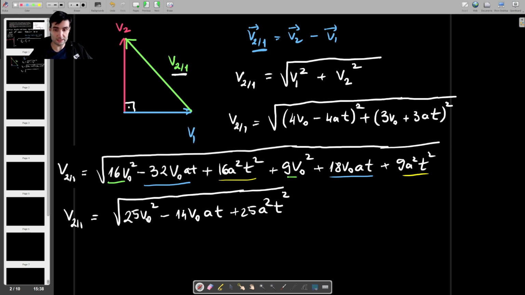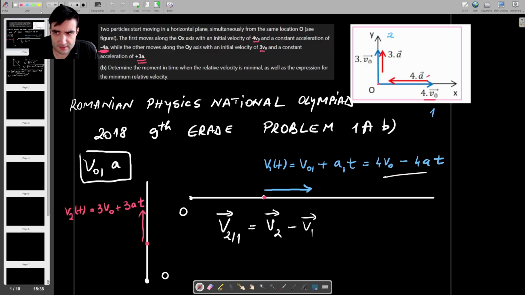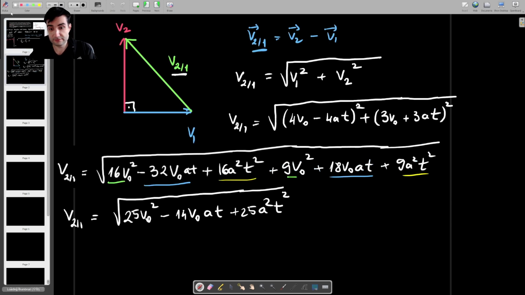Okay, that looks nice. So the question is asking us at what time, well, it's asking us two things, right? It's asking us to find the time first when the relative velocity is minimal, and to find the value of this minimum relative velocity itself. So the easiest way to do it is to first find the time.